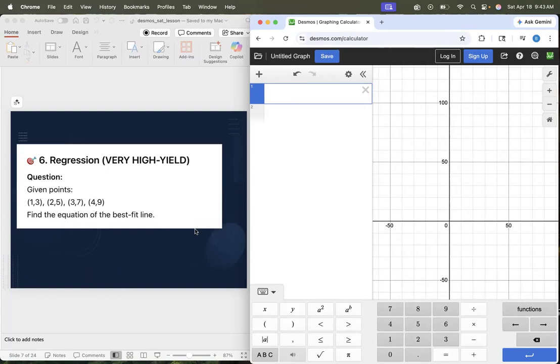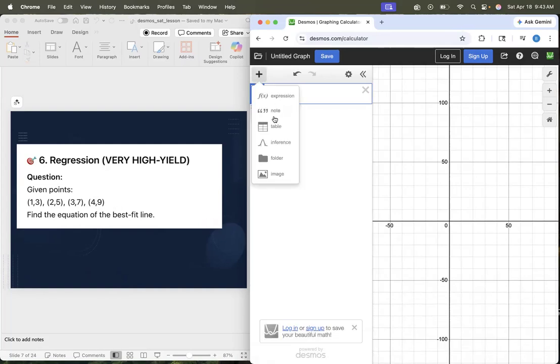The high yield, if you don't know anything, stop the video, pay attention to this, write this down, is key. When they give you a set of points, they're telling you to use regression. You can plot this graph by going the normal way. It's a given, 4 points, find the equation of the best fit. Well, Desmos is good at best fit. It will give you the best equation.